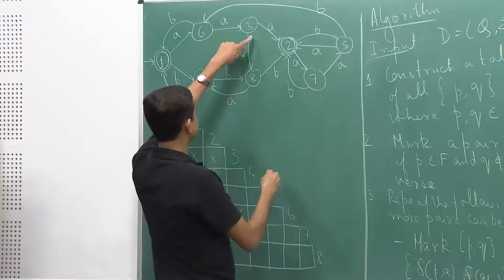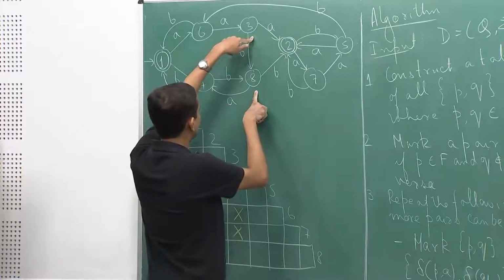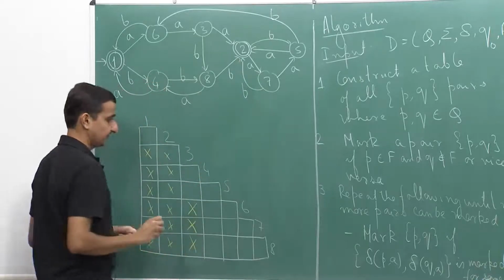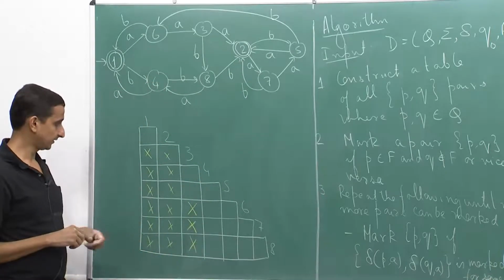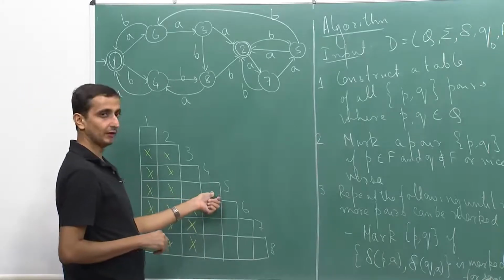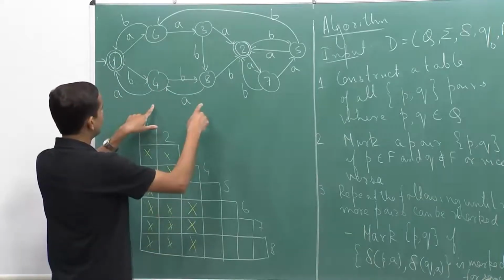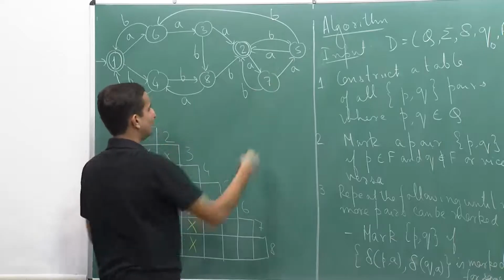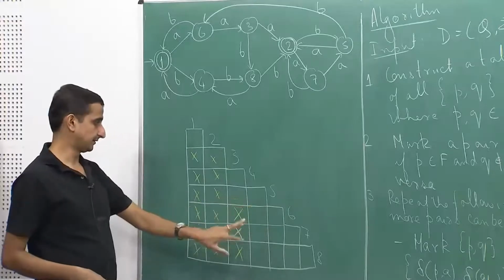From (3, 8) on a, I go to (2, 4), which is marked. So, (3, 8) gets marked. Okay. From (4, 5), observe that from (4, 5), both on a and b, I do not go to marked states. So, (4, 5) will not get marked.